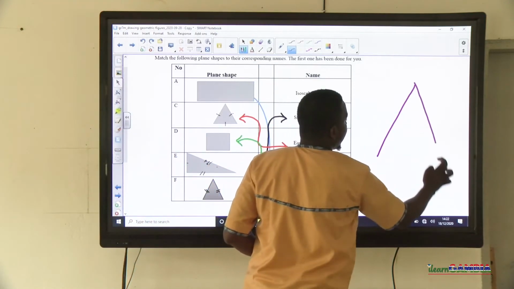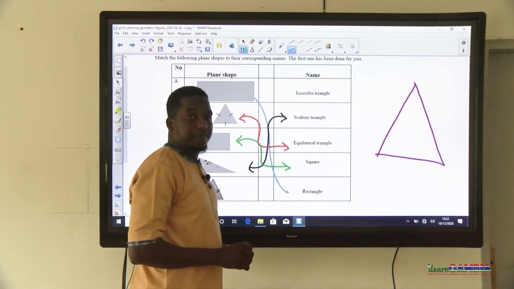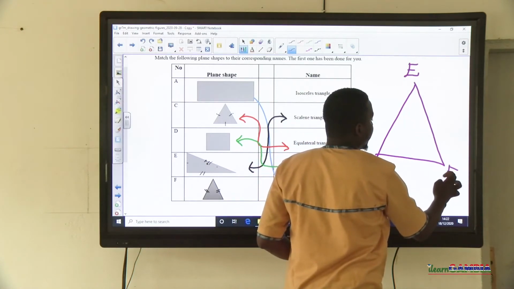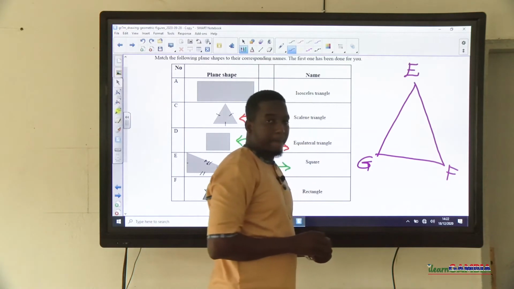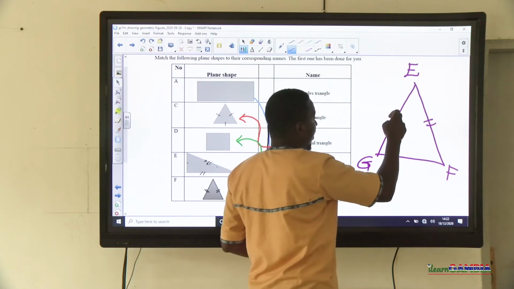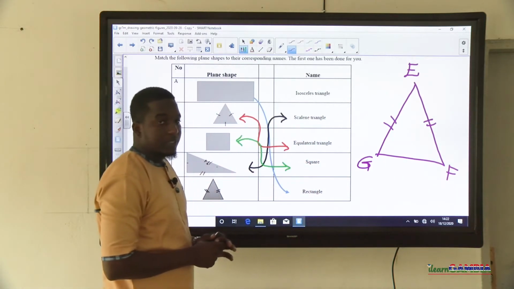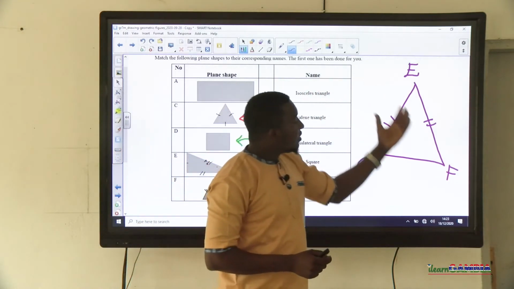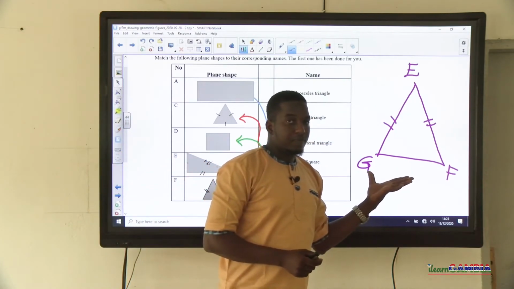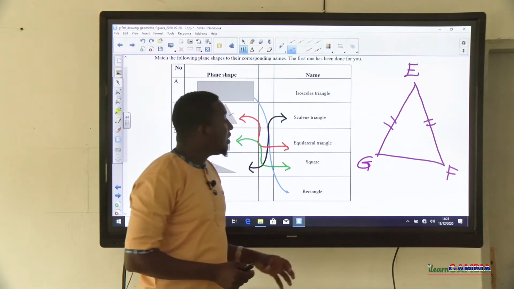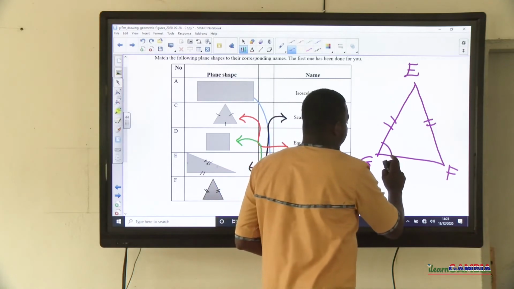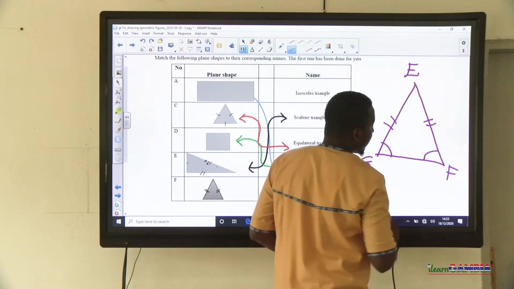Technically, this is telling us that when you have a shape like that, and let's say it is labeled as E, F, and G, and we are told that line EF is equal to line EG, this simply means that this triangle is an isosceles triangle because two of the lines are equal. And if two of these lines are equal, it means the base angles of the two equal lines are also equal. That is, the angle formed at point G and the angle formed at point F.